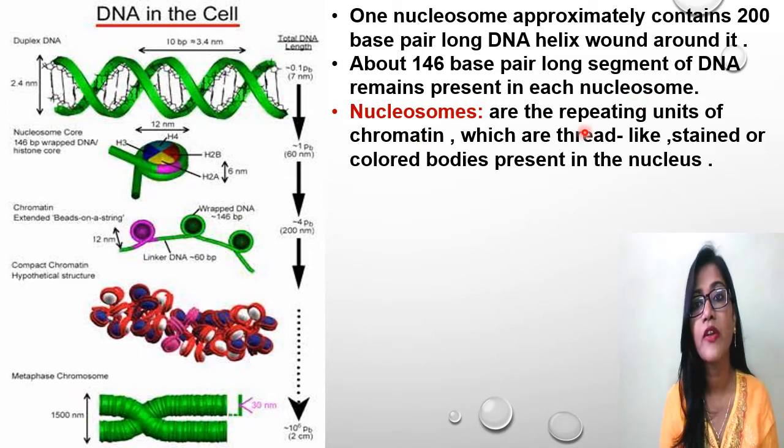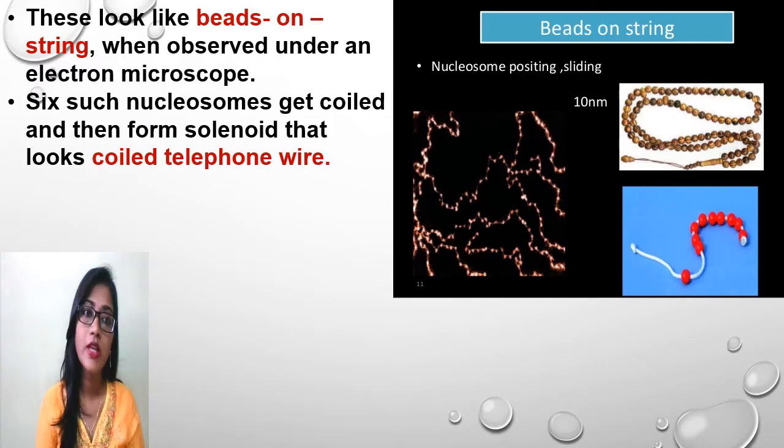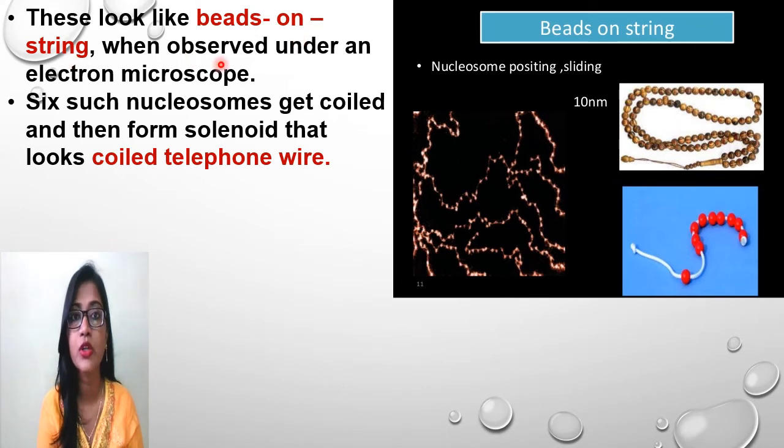What is a nucleosome? These are the repeating units of chromatin, which are thread-like stained bodies present in the nucleus. Here we are discussing how many base pairs of DNA get coiled on one nucleosome. In this slide you can observe the beads on string structure clearly. This looks like beads on string when observed under an electron microscope. Six such nucleosomes get coiled and form a solenoid that looks like coiled telephone wire. This is the 10 nanometer nucleosome position, and under the electron microscope it appears exactly like a beads on string structure.